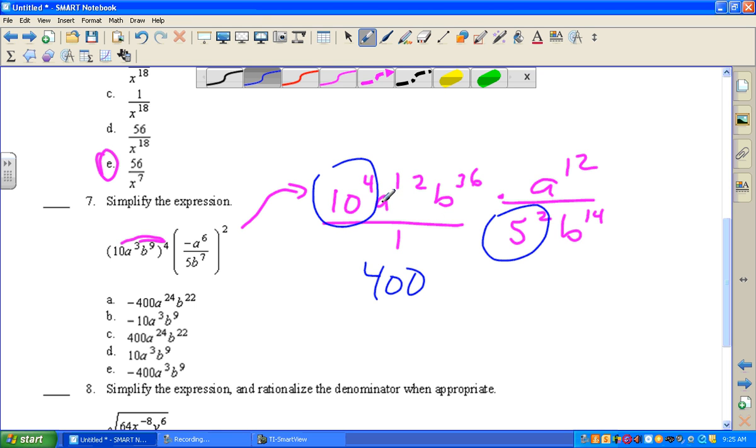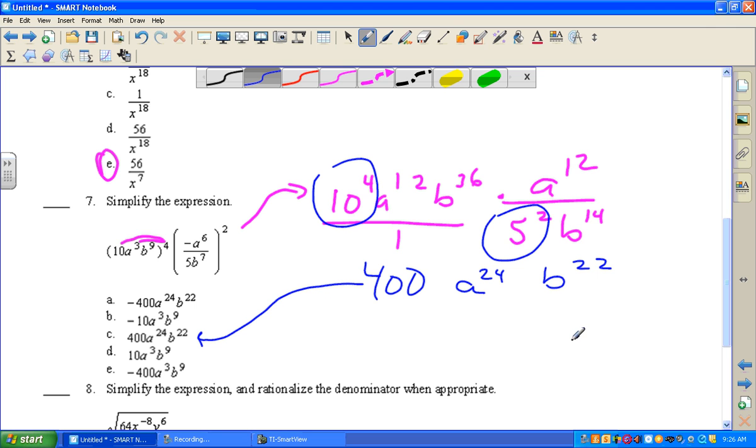What about, you got A to the 12th times A to the 12th. What's that going to be? A to the 24th. And B to the 36th divided by B to the 14th is? B to the 22nd. And that's going to be option C.